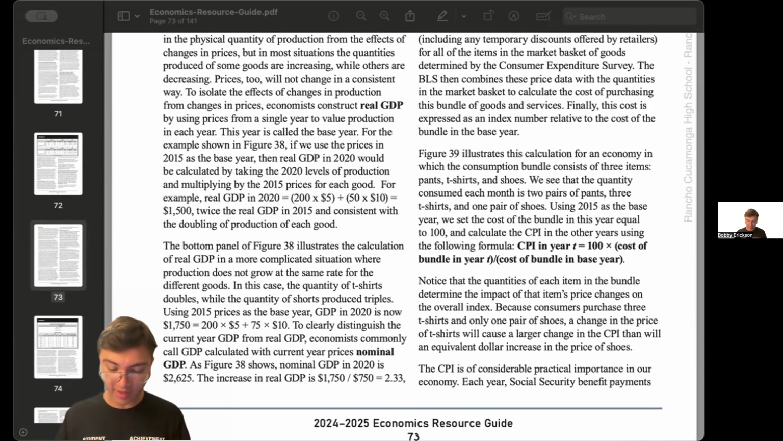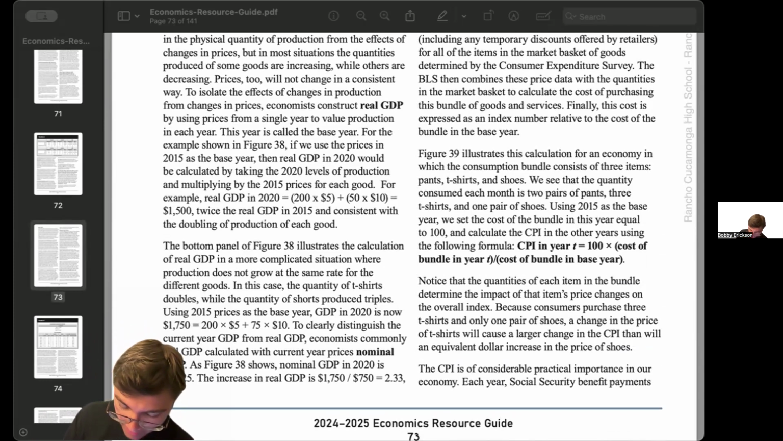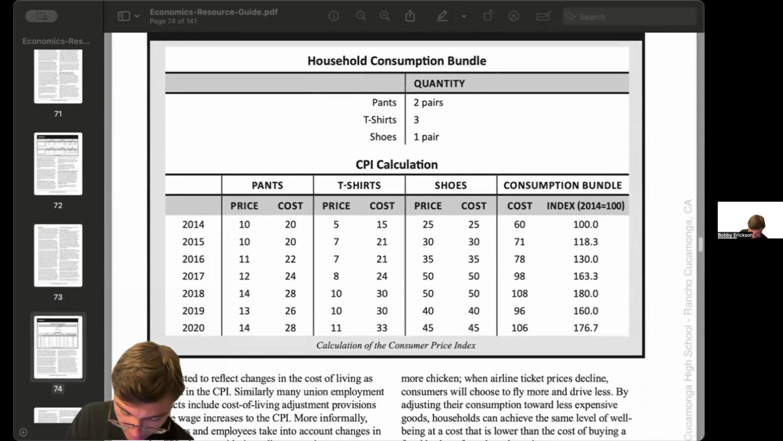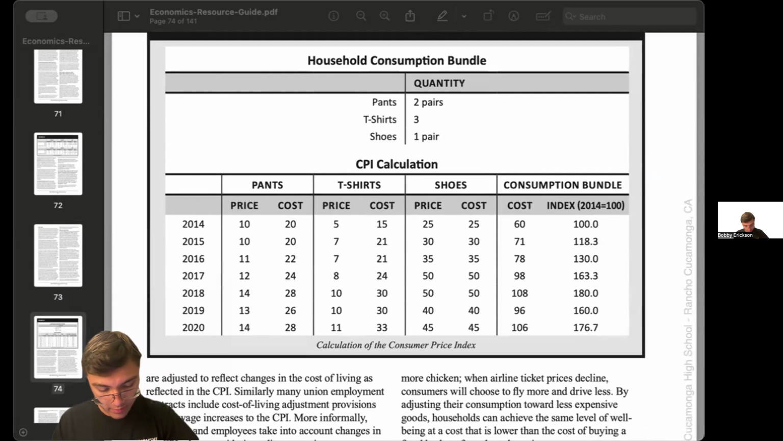So if we use 2015 as this base year that we set, and then if we set the cost of the bundle in this year to equal 100, then we can calculate the CPI by the formula 100 times the cost of the bundle in year T divided by the cost of the bundle in the base year. And so this is probably well demonstrated right here in the little chart here.